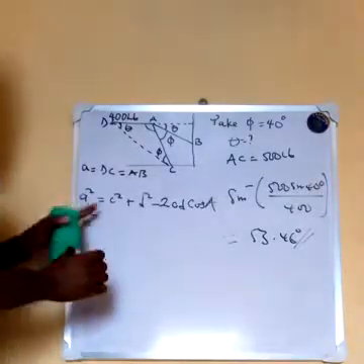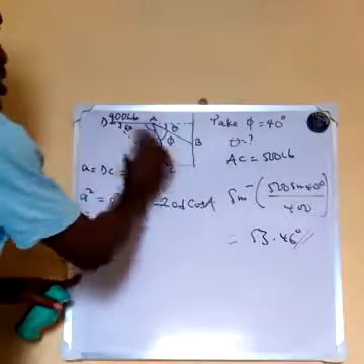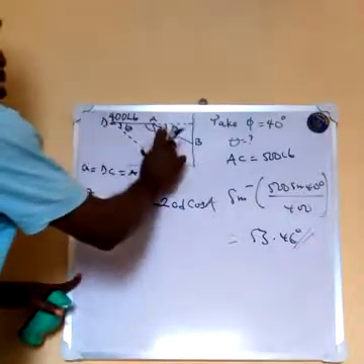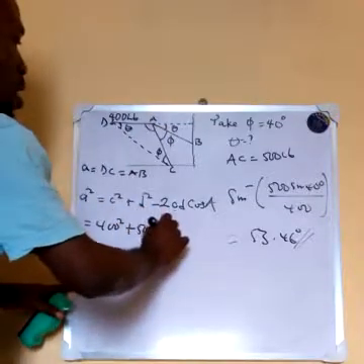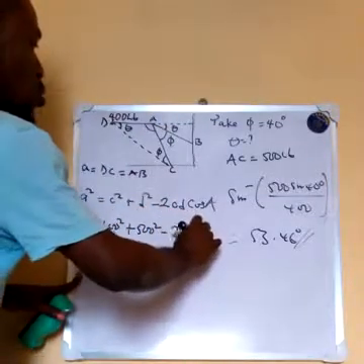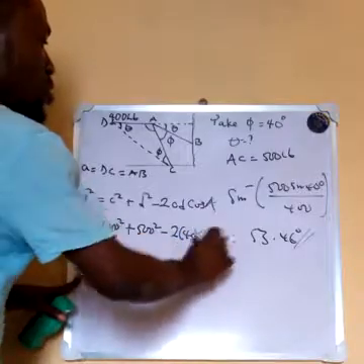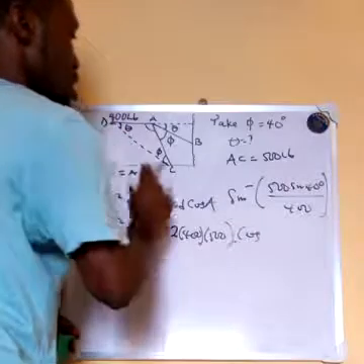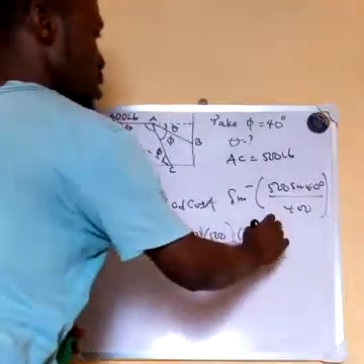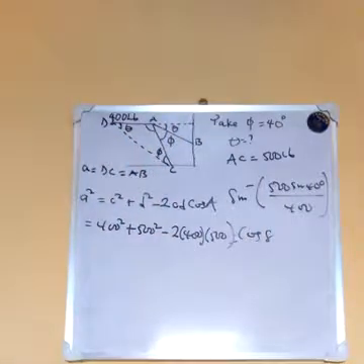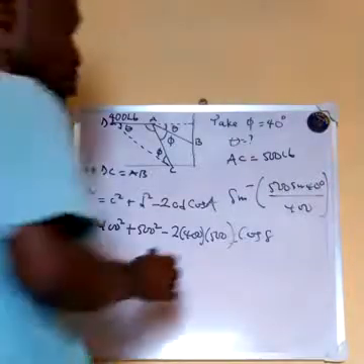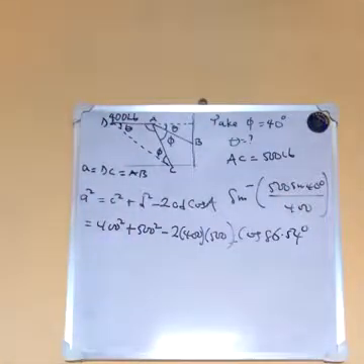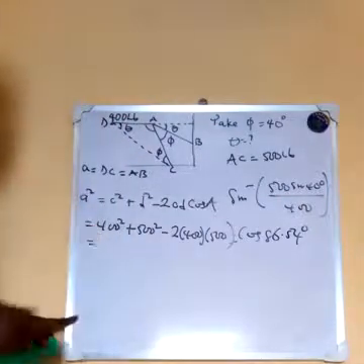So you go from there. This is side C. You have 400 square plus, this is side D, you have 500 square minus 2 into 400 into 500, then cos A, which is 86.54 degrees. That is it. So let's solve the problem.